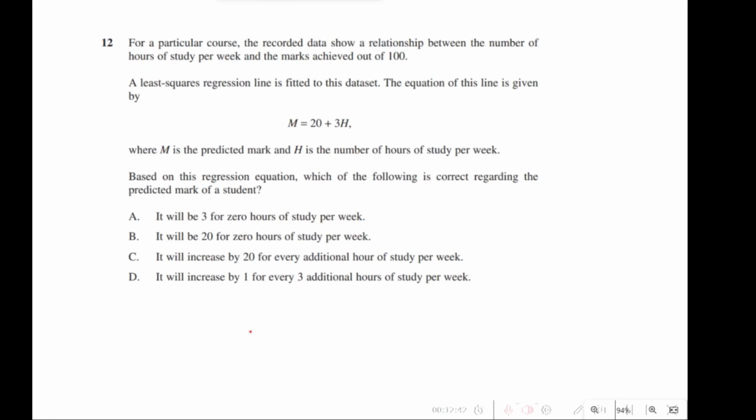For a particular course, the recorded data shows the relationship between the number of hours studied and the marks achieved.